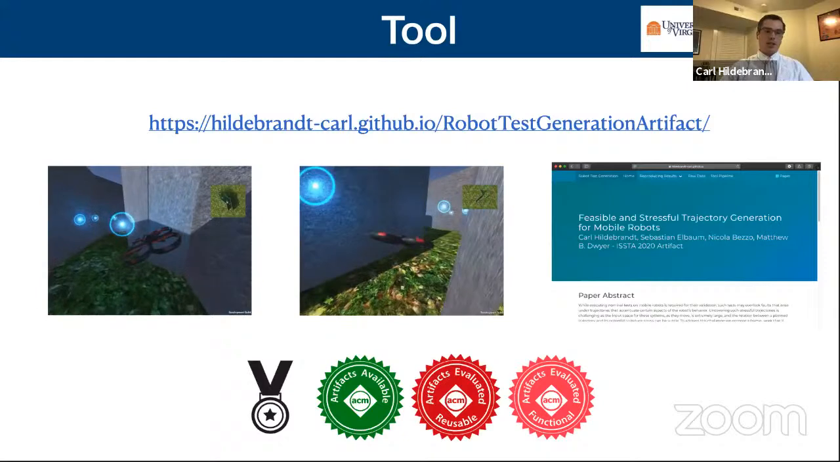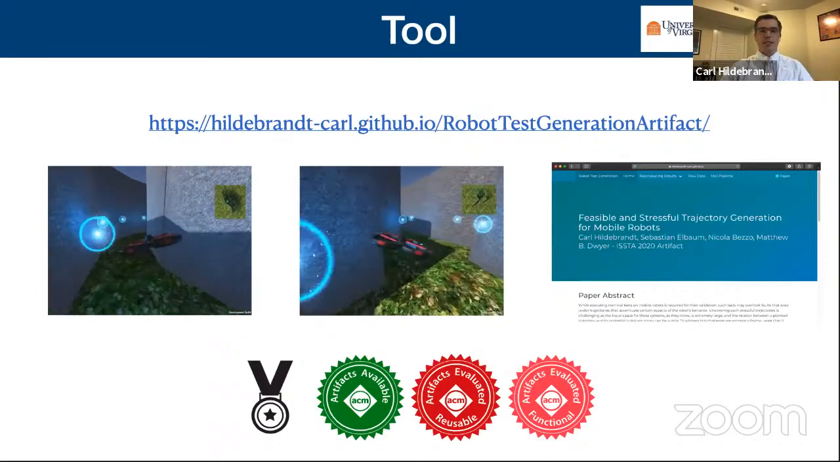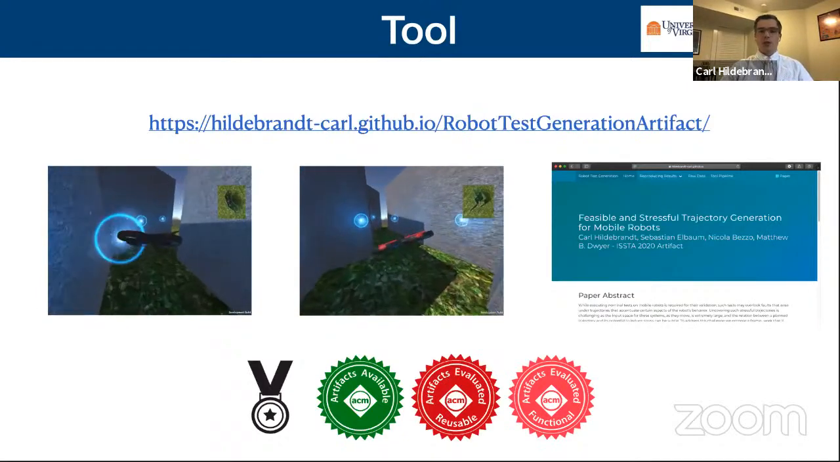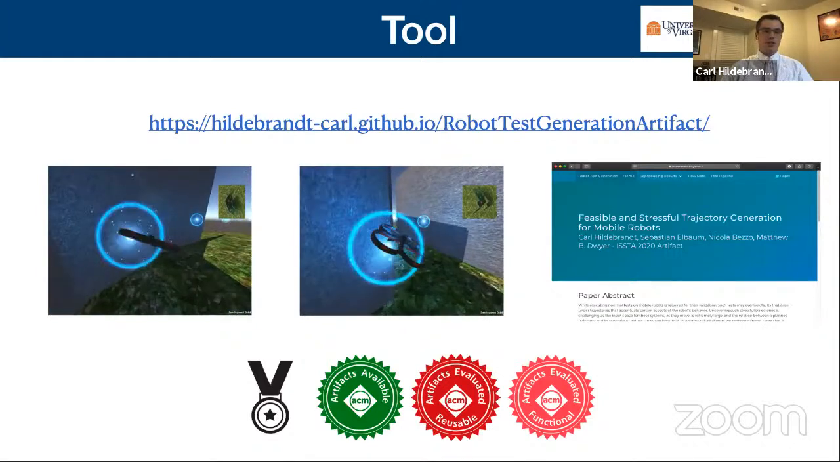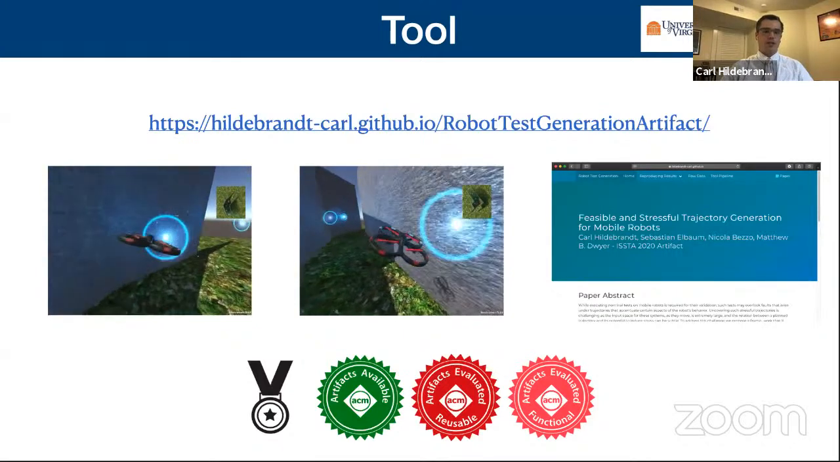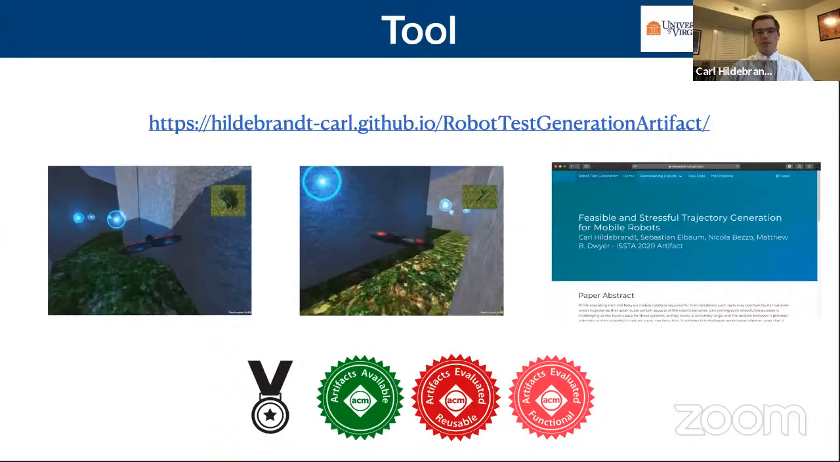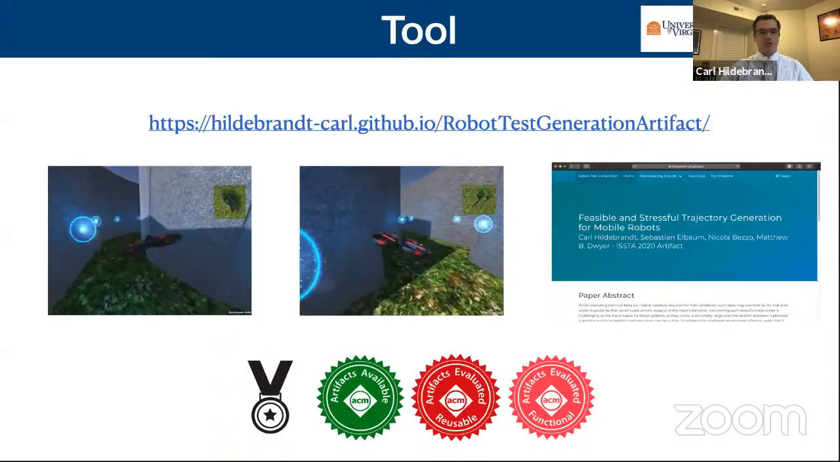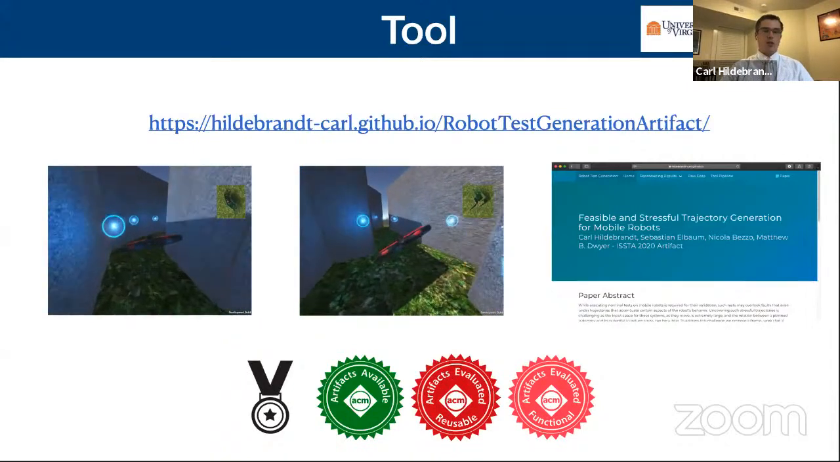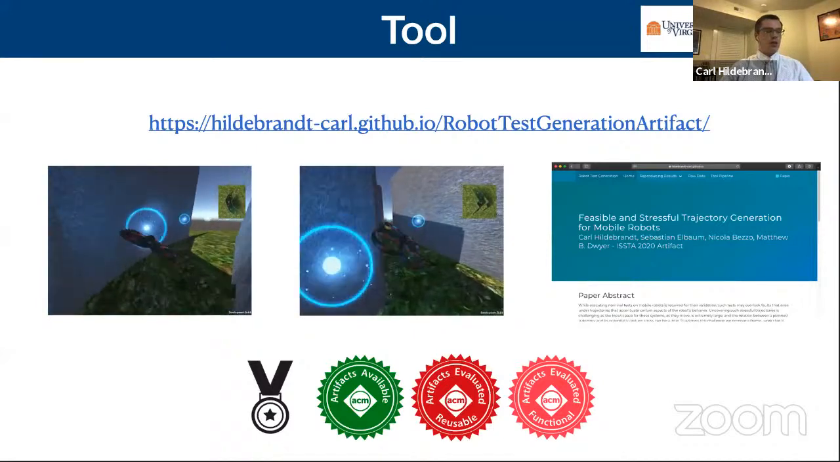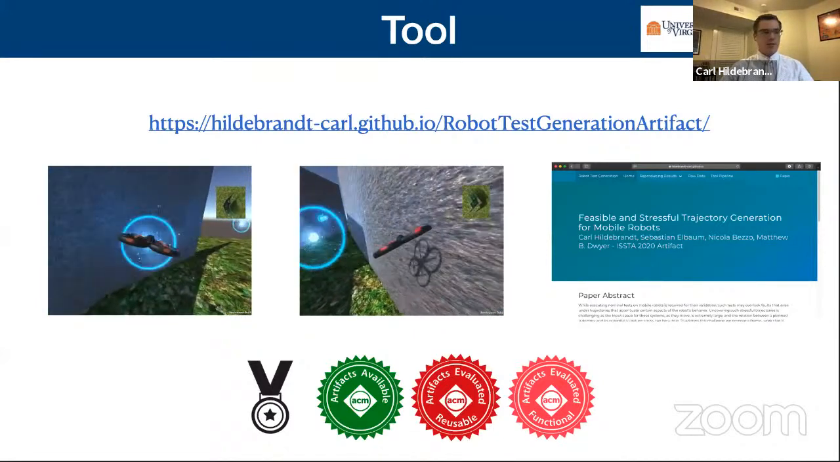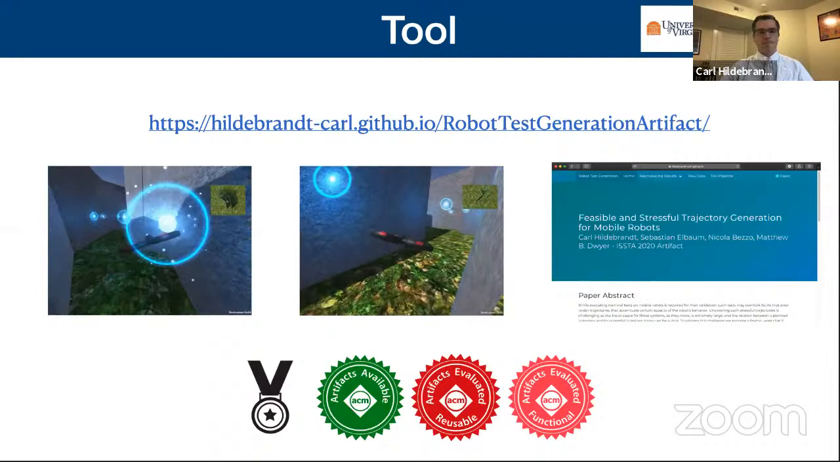We have made our implementation of our tool available with more details on our website. Here we show two examples which are modified simulations to include walls to emphasize how stressful trajectories could lead to collision. On the left, you see an example of a drone moving down a fairly straight corridor. And on the right, we see a drone making a very sharp turn, which induces stress and then leads to a collision with the wall on the right.